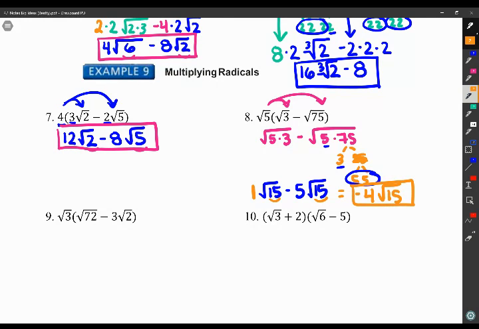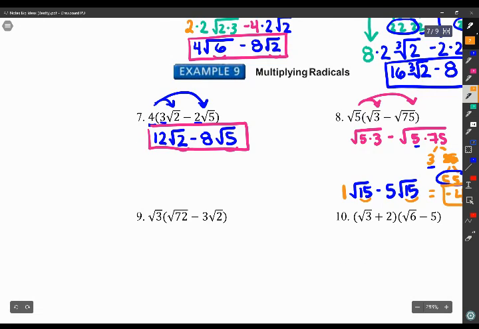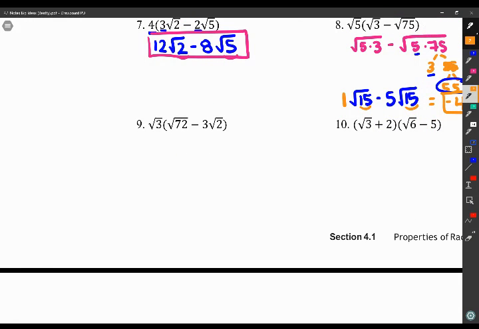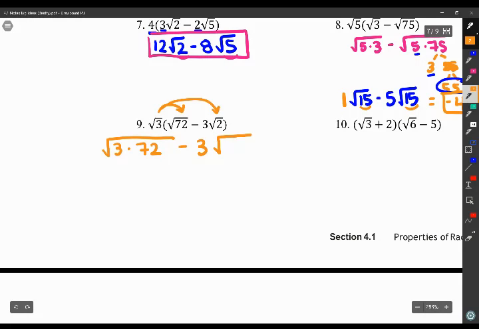So again, when you have that radical, you just want to make sure that you're distributing it to everything on the inside. So root 3 times 72, they're both underneath the radical, so it stays under the radical. So this will be 3 times 72. And then the 3's on the outside, so it stays on the outside, and this is going to end up being 3 times 2.